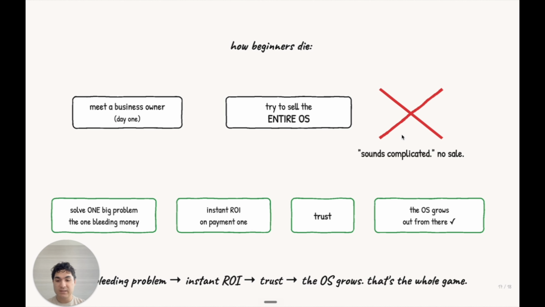Now, this is exactly what you can do to solve the problem. You just find one big problem that's bleeding money inside their business. You instantly put the ROI in on one payment. You just get the ROI proven to them, generate the trust layer. From there, the OS will grow out and expand. So you can get to that 5K a month level and charge those big fees. It's trust in this game. You don't need to go for the upfront fee right away. Just get the trust with the first amount of money in, and then from there you just grow and build as you move along.